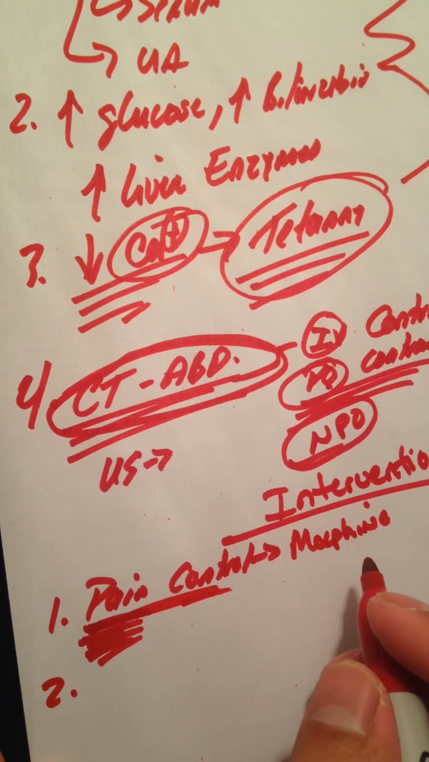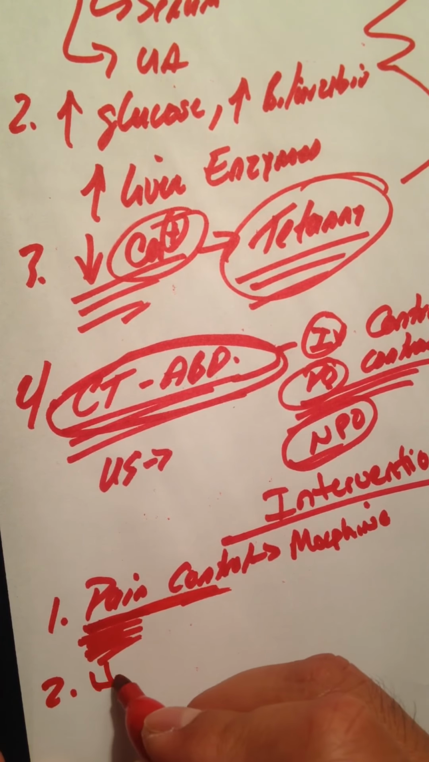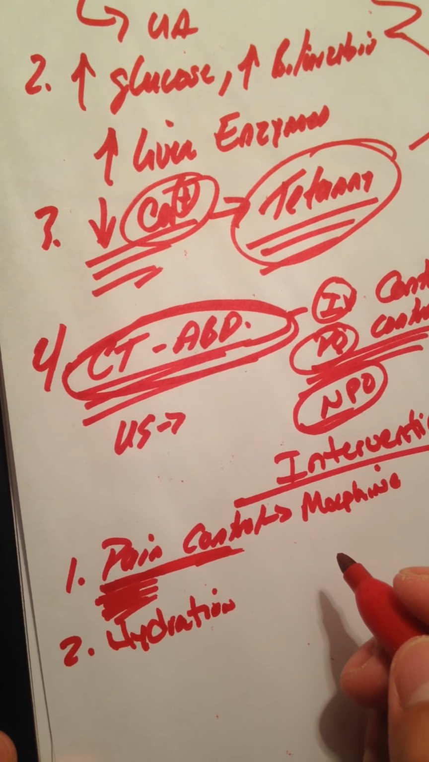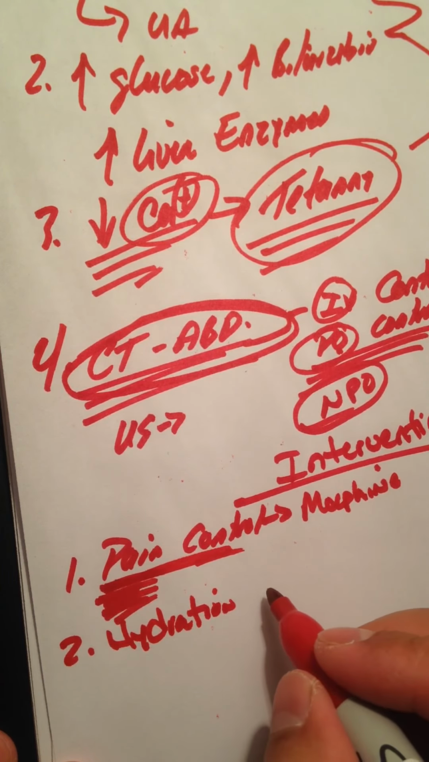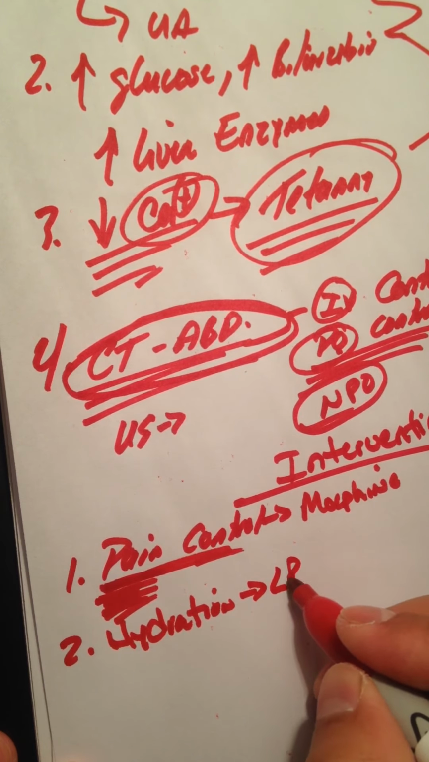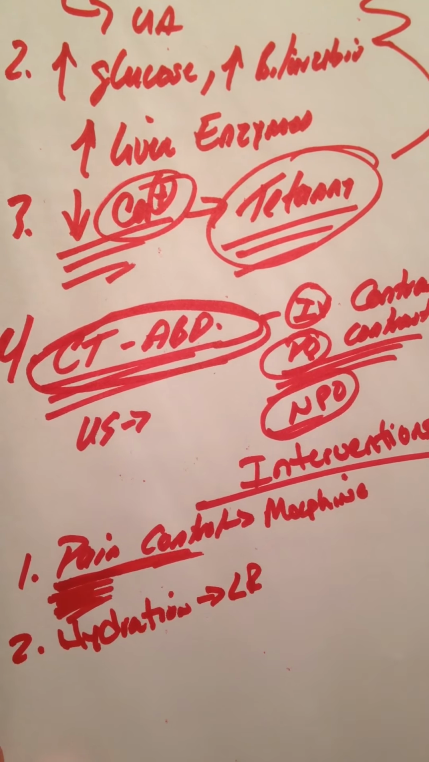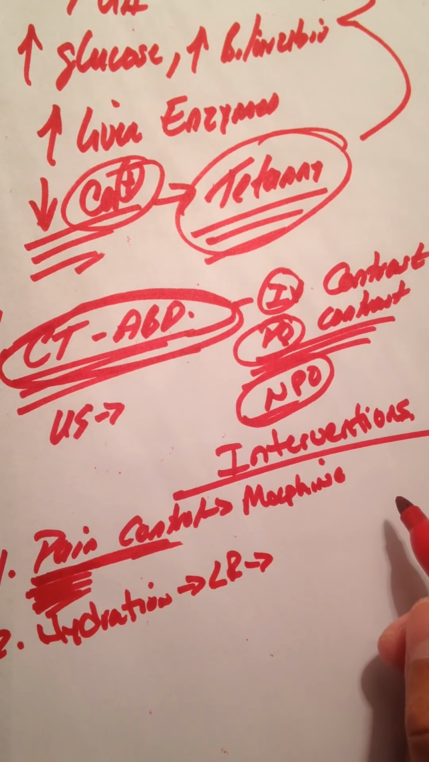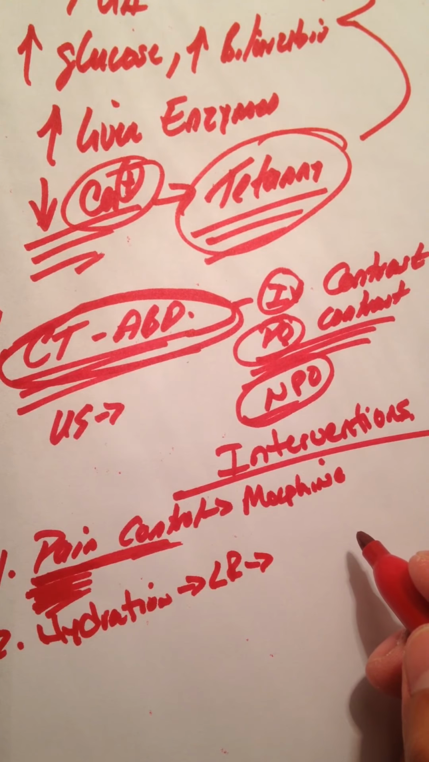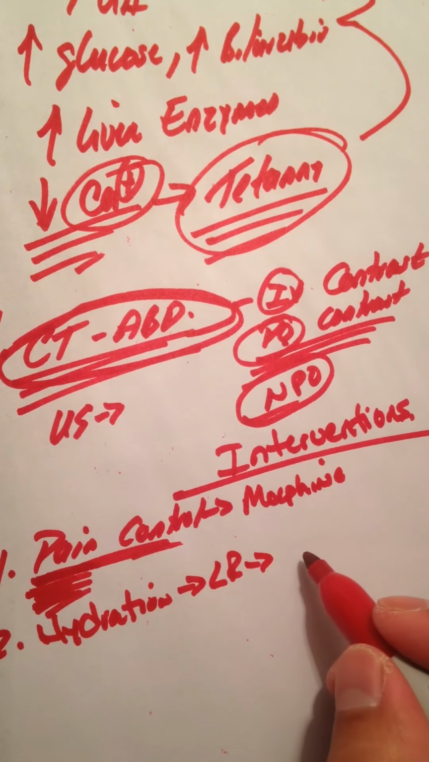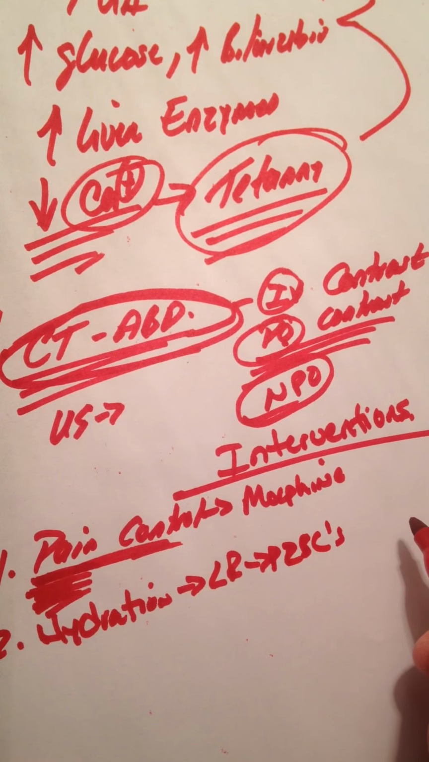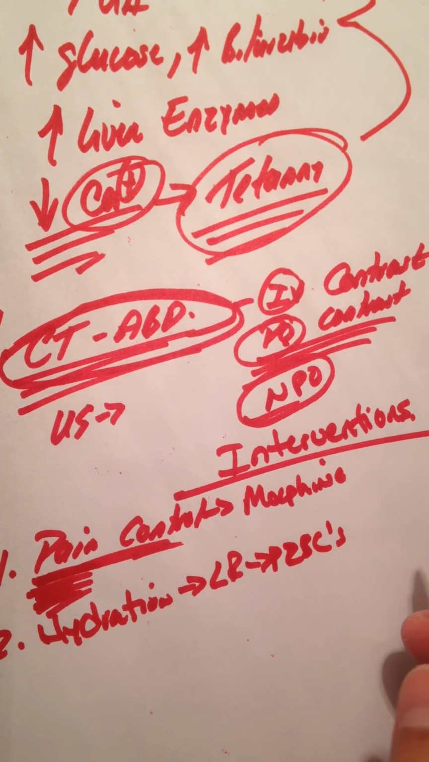Number 2, hydration. We talked about how they're not going to want to eat or drink anything. They're going to be maybe nauseous, maybe vomiting, so you want to hydrate them. So you could possibly give something like LR. Now we also talked about the possibility or likelihood of that pancreas actually hemorrhaging. So if they have a decreased hemoglobin, decreased hematocrit, then you may give something like packed red blood cells to bring those blood levels back up.